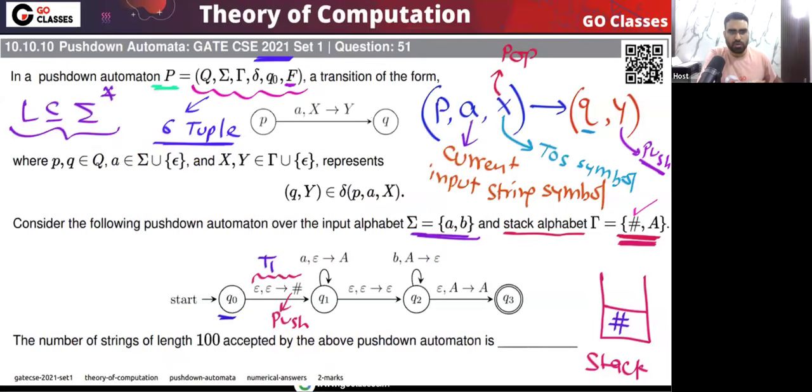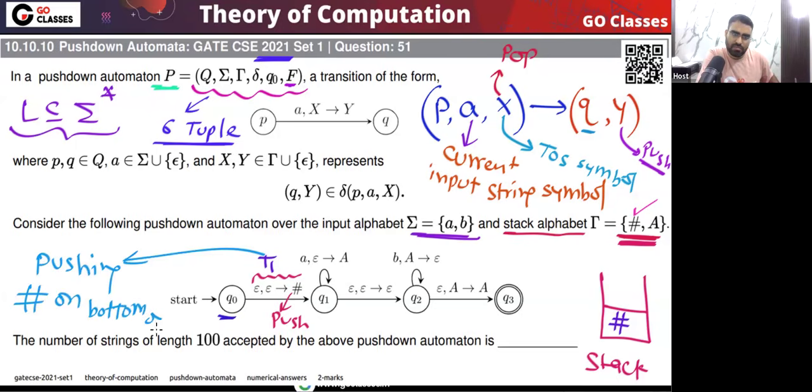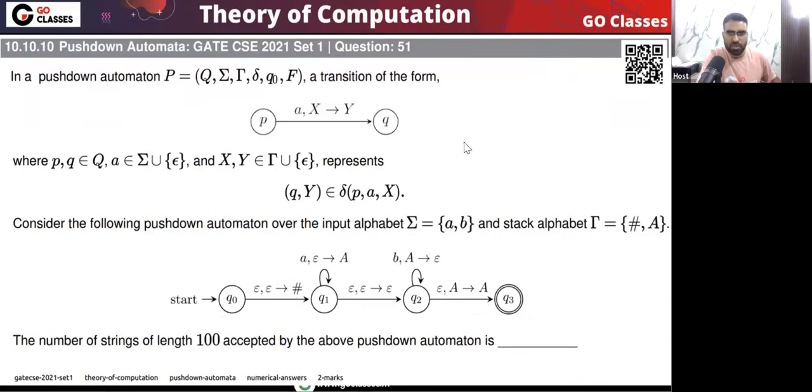Now let's focus on this question. In this definition you can easily see that we do not have any initial by default bottom of the stack symbol. What we are doing, using this transition T1, is pushing this symbol on the bottom of the stack. Did you understand this? Now let's solve this question. If you understood what I wanted to tell you, let's solve this question.